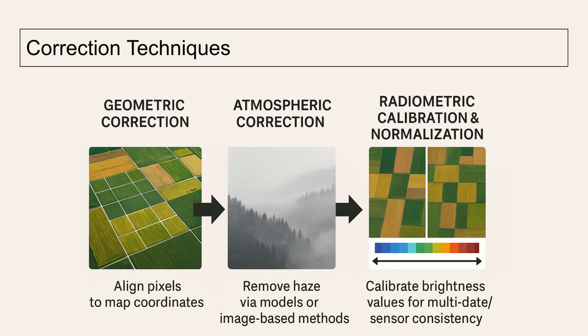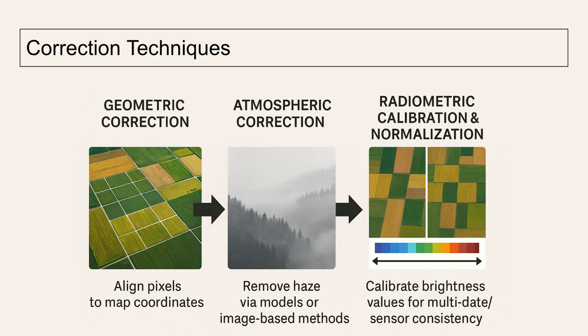Geometric correction techniques are applied to ensure that each pixel corresponds accurately to a ground coordinate location. Image registration aligns a target image to a reference image or map layer. Orthorectification extends this by correcting terrain-induced distortions and sensor viewing geometry.